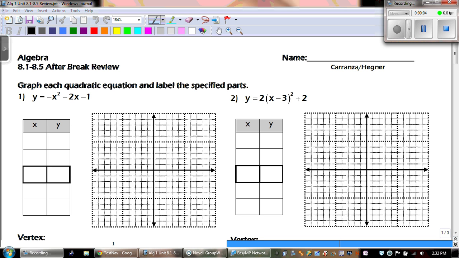Hey guys, this is Mr. Grice for Algebra Unit 8.1, 8.5 After Break Review. Remember to graph each quadratic equation and label the specified parts.